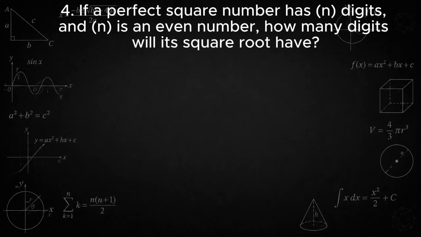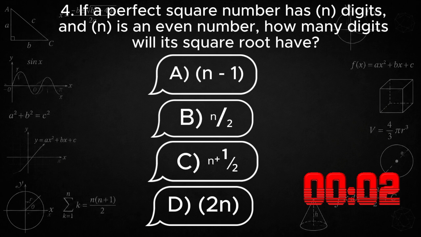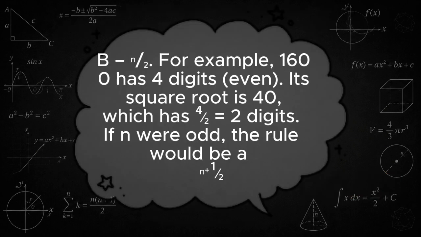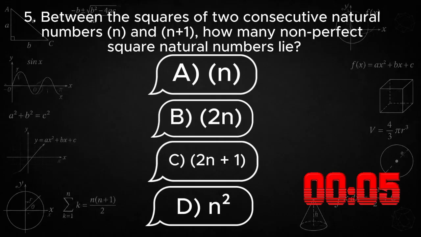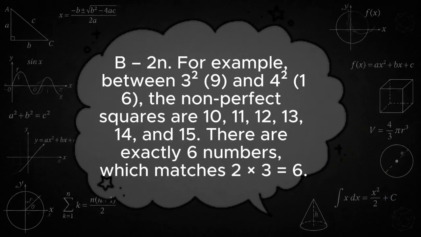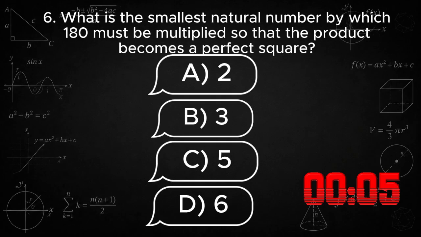4. If a perfect square number has n digits and n is an even number, how many digits will its square root have? 5. Between the squares of two consecutive natural numbers, n and n plus 1, how many non-perfect square natural numbers lie? 6. What is the smallest natural number by which 180 must be multiplied so that the product becomes a perfect square?